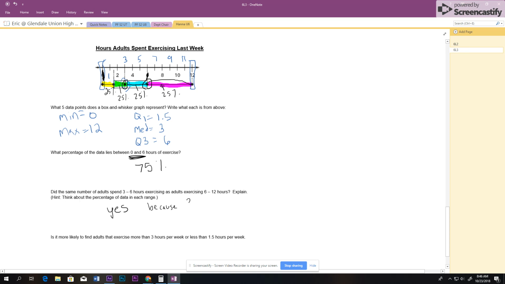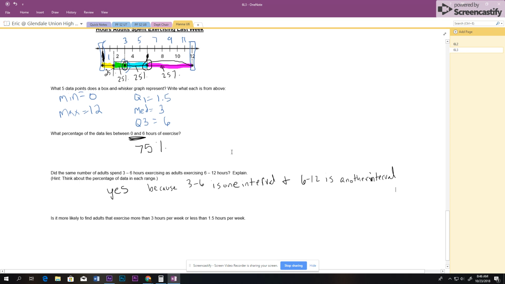Because 3 to 6 is one interval in the box and whisker. Helps if I can spell correctly. And 6 to 12 is another interval. Okay, there are no other dots. It is just a single one. So this is the quartile 3, and this is the box, and this is the whisker part. So each of those is 25%.